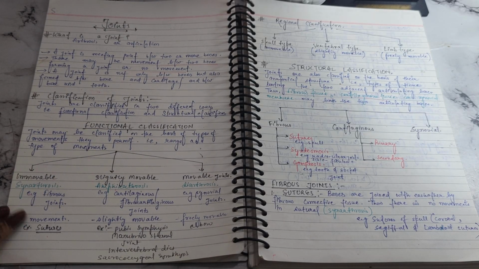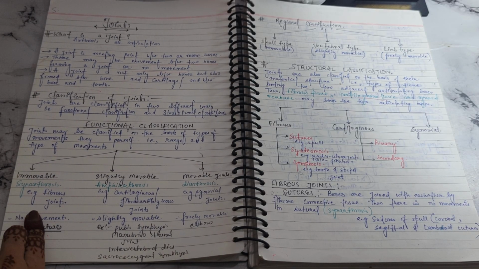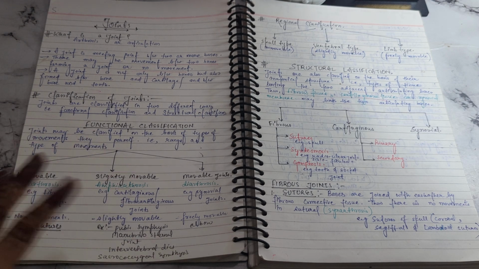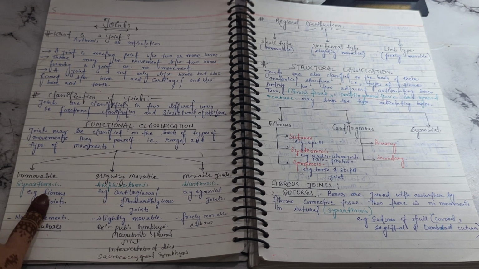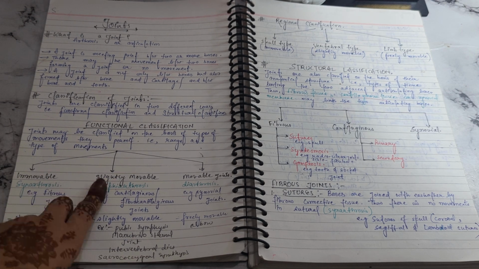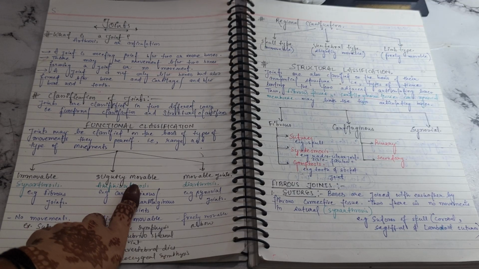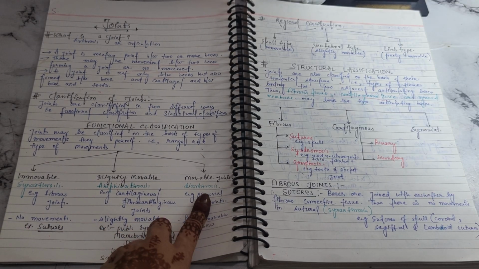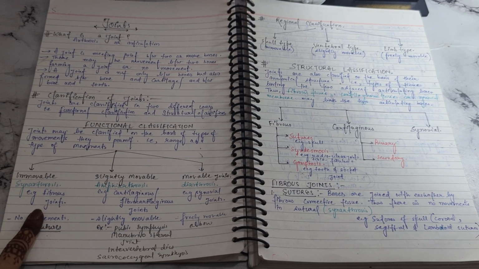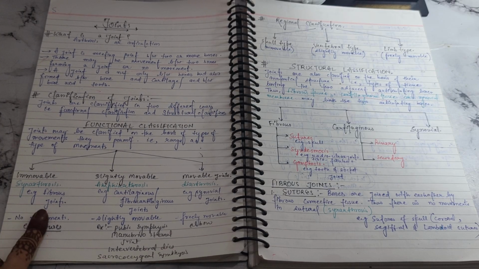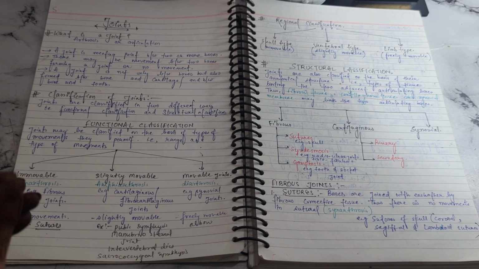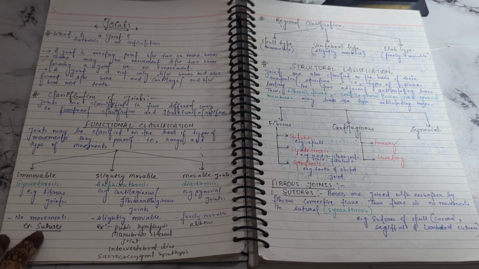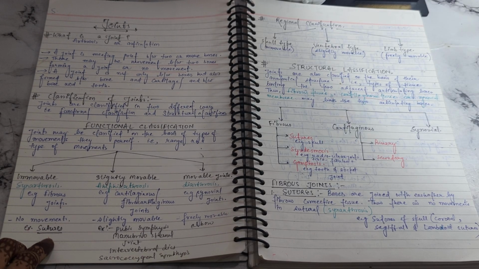First, there are immovable joints. Immovable joints are joints that are not movable. These are also known as synarthrosis. Slightly movable joints are also known as amphiarthrosis, and movable joints are also known as diarthrosis. Synarthrosis joints are fibrous joints, made up of fibrous tissue, so there is no movement, like sutures. Sutures are present in the skull.